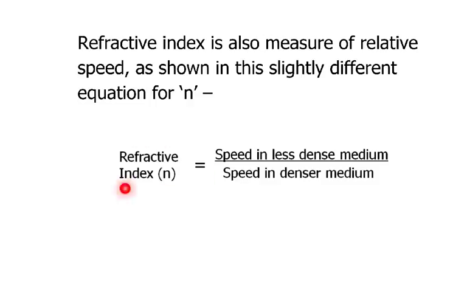The bigger the refractive index, the slower the light travels in that medium. So basically, if this is bigger, that means slower.